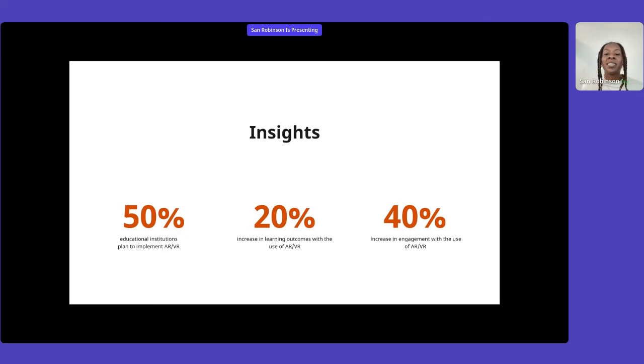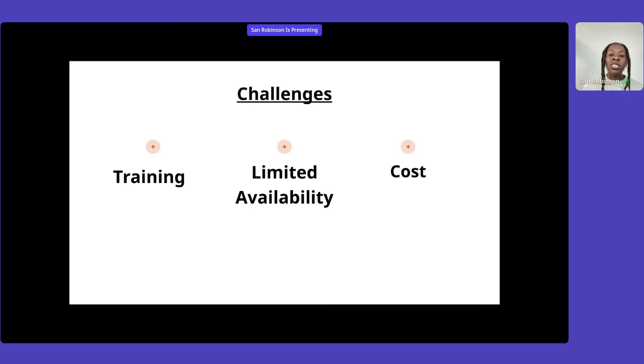Well, some insights. AR VR has actually shown a 20% increase in learning outcomes. Another thing is that 50% of education institutions plan to implement AR VR in the next 5 years. So the insights are there, and we can see that AR VR has many benefits, but we should also focus on the challenges, because with every silver lining, there are some clouds. AR VR is no exception.